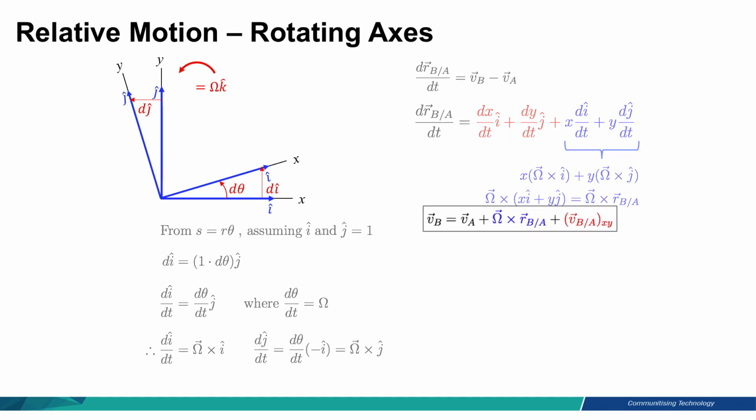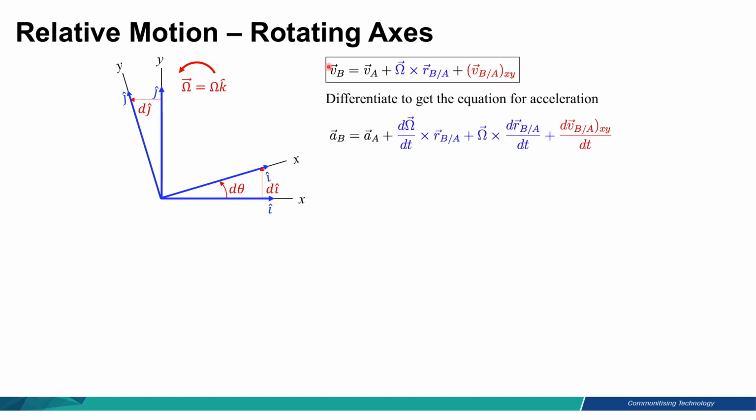Now let's derive the equation for acceleration. To get the equation for acceleration, we have to differentiate the velocity equation over time. When we differentiate this over time, Vb will get Ab. Differentiate Va, we will get Aa. We differentiate capital omega over time, we will get d omega over dt cross rb/a plus omega cross d rb/a over dt. This is chain rule because these two are variables changing over time.